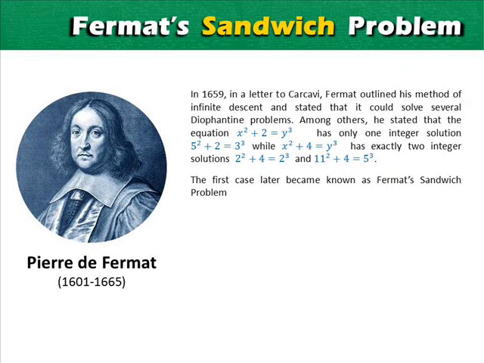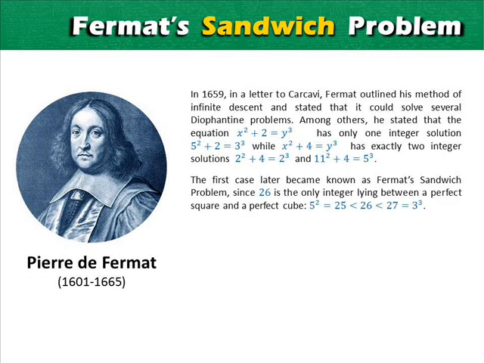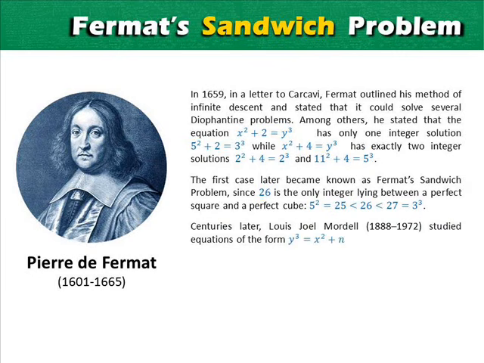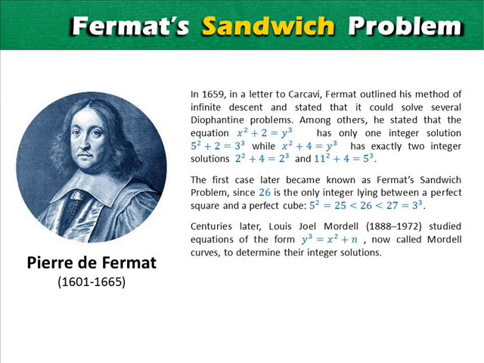The first case later became known as Fermat's sandwich problem, since 26 is the only integer lying between a perfect square and a perfect cube. Centuries later, Louis Mordell studied equations of the form y cubed equals x squared plus n, now called Mordell curves, to determine their integer solutions.